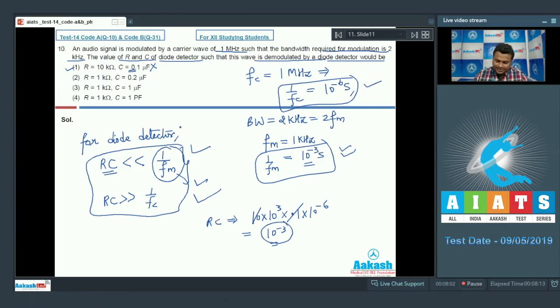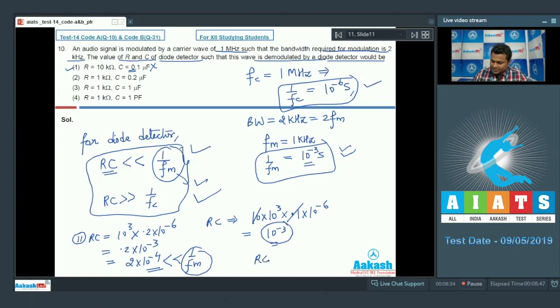Second option, R and C. For the second option, the value of RC we get is 10 to the power 3 multiplied by 0.2 into 10 to the power minus 6, which gives 0.2 into 10 to the power minus 3, or 2 into 10 to the power minus 4, which is smaller than 1 by Fm. Now this RC is also much larger than 1 by Fc. Option number 2 is satisfying the criteria, so we can go with option number 2.